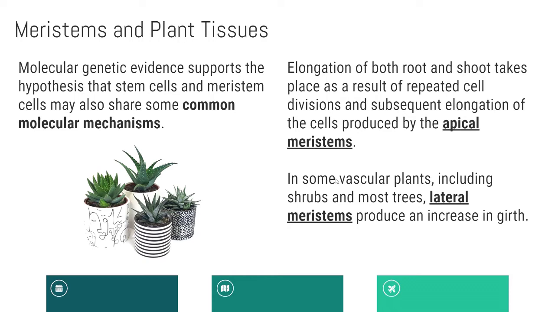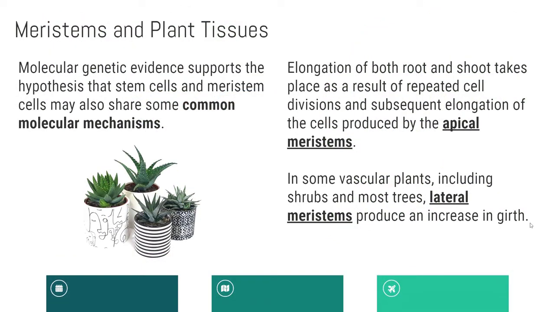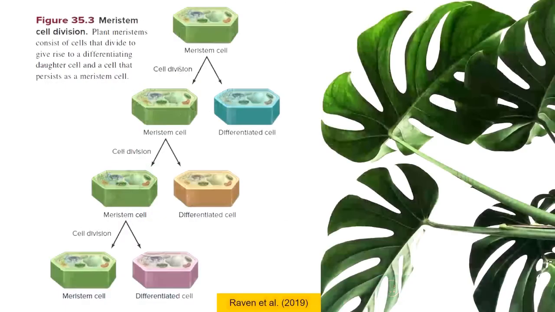In some vascular plants, including shrubs and trees, lateral meristems produce an increase in girth. So again, half of the population that undergo cell division will continue on and persist as meristem cells. Only the other half will differentiate and become other different parts of the plant body.